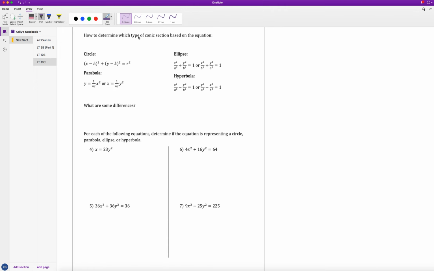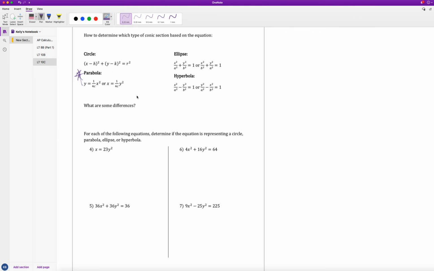One of the first differences that I notice right off the bat is with a parabola. A parabola is kind of a special case on its own, and the reason I say that is it only has one variable that is squared. In both of these scenarios, I either have y equals x squared or x equals y squared. More importantly, I only have one of those variables squared, versus in a circle, an ellipse, and a hyperbola, where both x and y are squared. So an easy way to identify a parabola is that only one of the two variables is going to be squared.